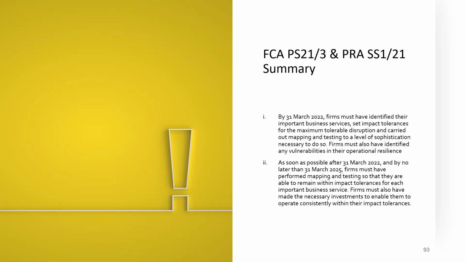Let's take a look at a summary of the operational resilience rules from these two regulators. By the 31st of March 2022, firms were required to have identified their important business services, to have actually identified these, to have created an asset register, an information asset register, consisting of all identified important business services, offering services or supporting the services offered to their customers and clients and consumers.